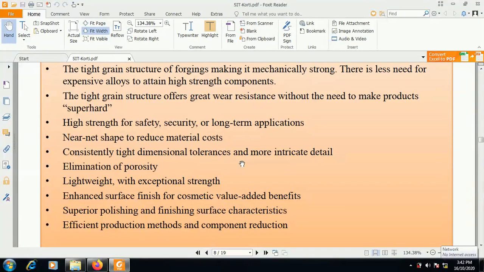Whatever crane hooks, railway hooks we have seen, the connecting rod of the IC engine, or any forged item like a spanner, all these components have long term application, and their safety is assured. Near net shape reduces the material cost.